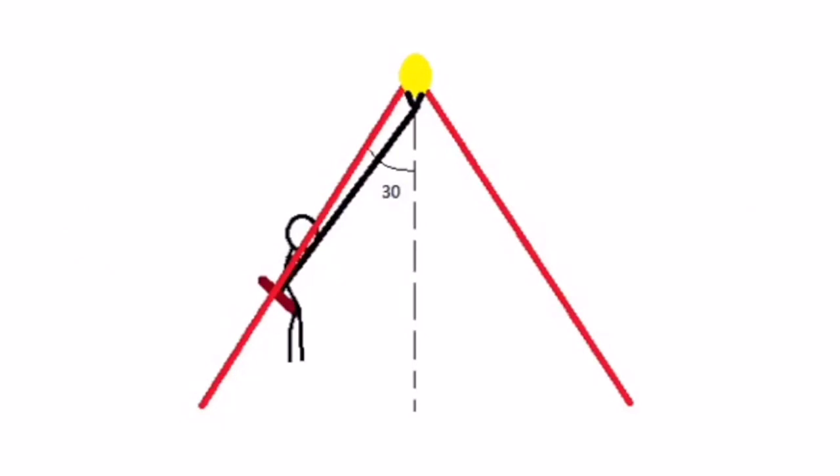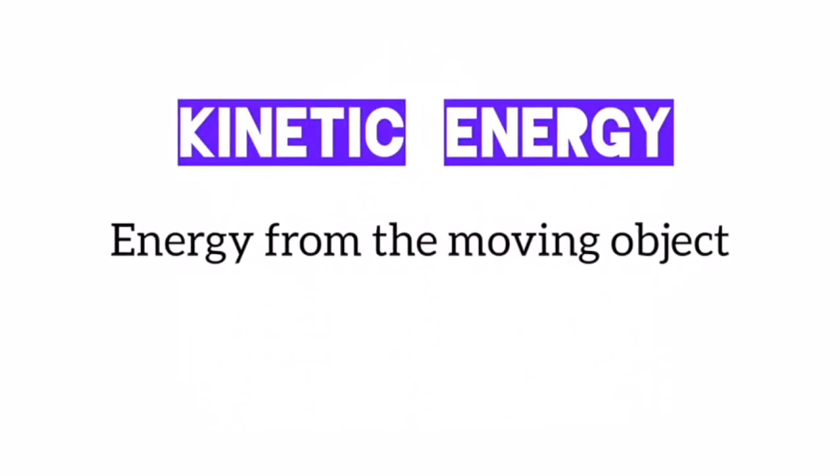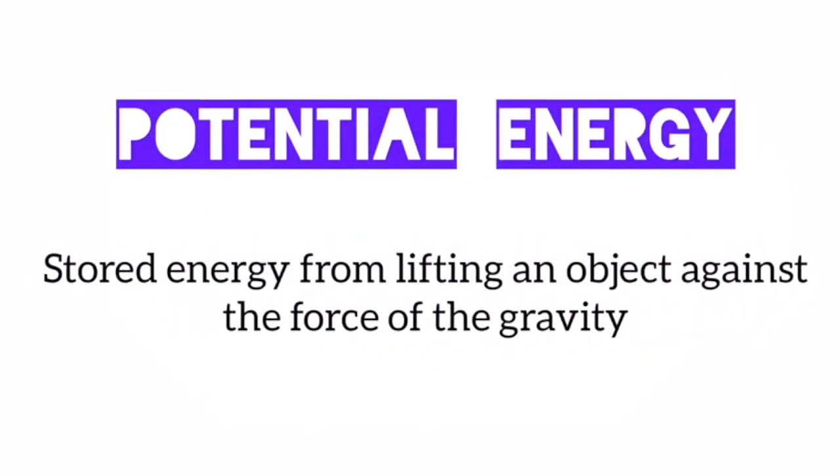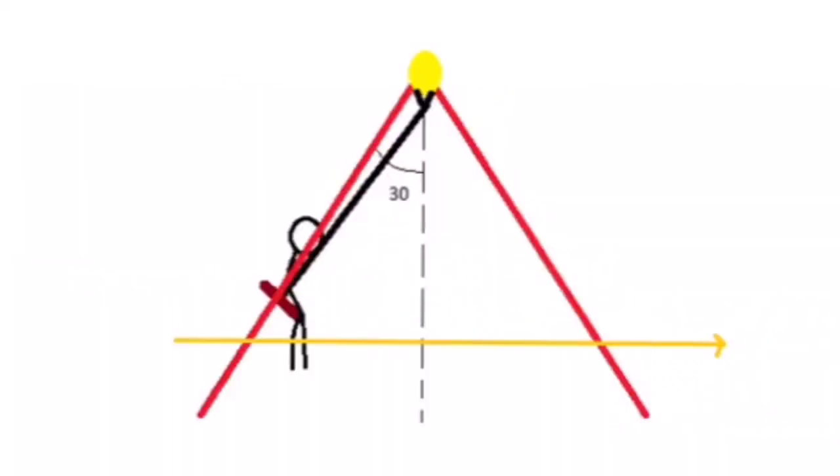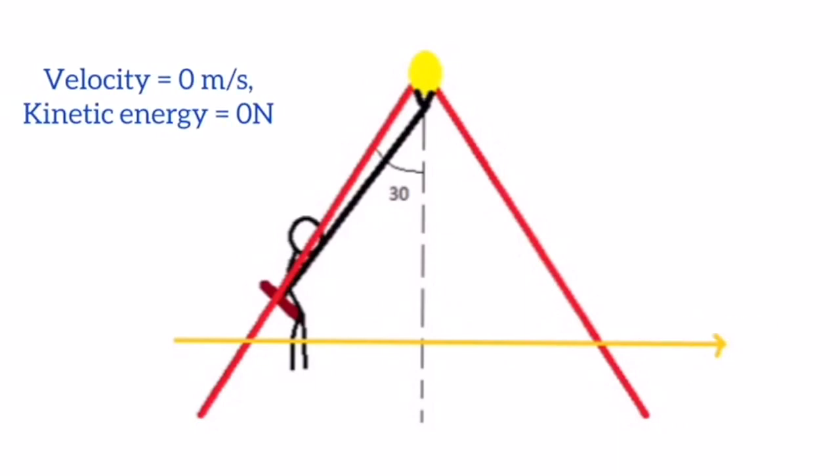I am going to explain about the dynamics involved in the swing set. The operation of a swing involves kinetic energy and potential energy. The kinetic energy is the energy from a moving object, while the potential energy is the stored energy from lifting an object against the force of gravity. The gravitational potential energy datum was set at this axis. At this point, the kinetic energy is zero and the potential energy is maximum.